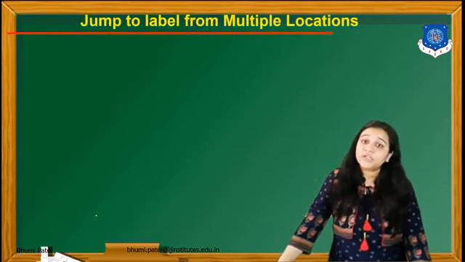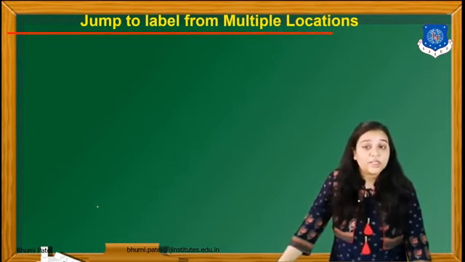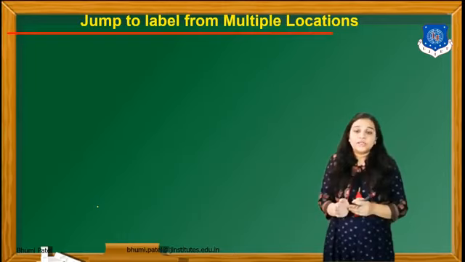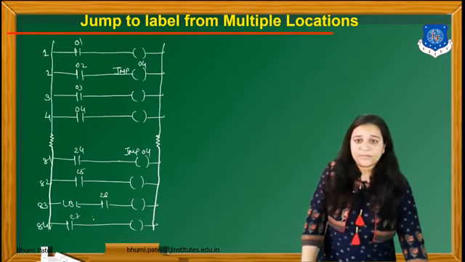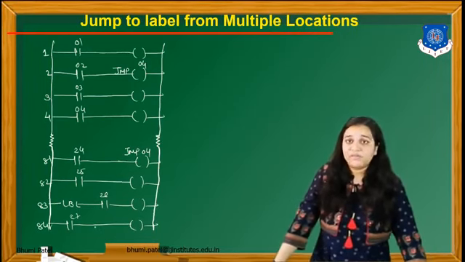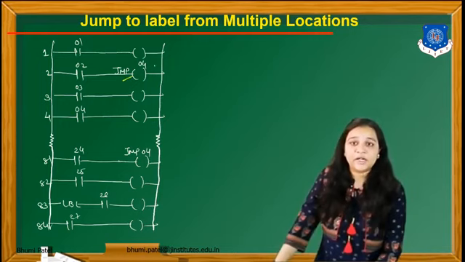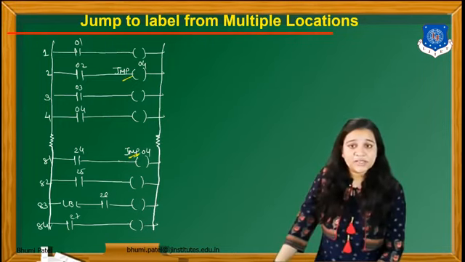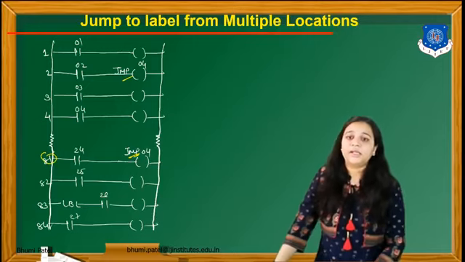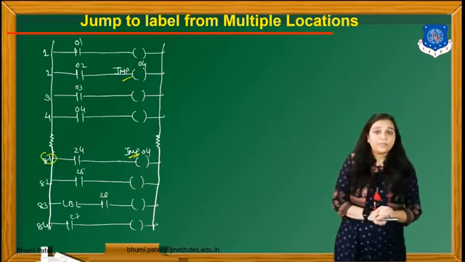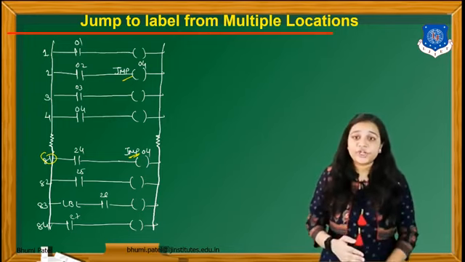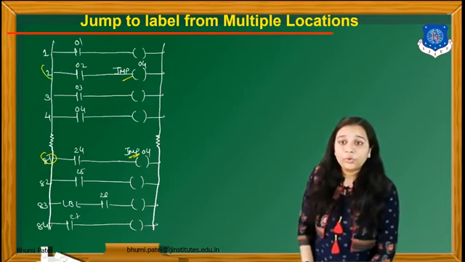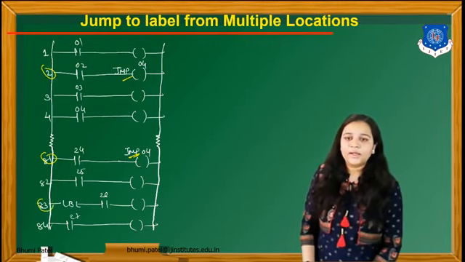Now the next is jump to label for multiple locations. If we have to jump over rungs from multiple locations, what is the solution? The program is given: a jump instruction is given in rung number 2, as you see here, jump 04, and again a jump instruction is given in rung number 81. So jump to label from multiple locations means it will jump from rung number 2 directly to rung number 83. Here label 04 is important.